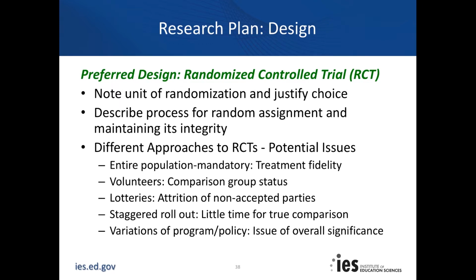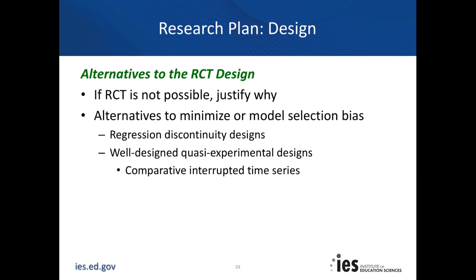As noted, if a program or policy has been implemented statewide, it's not likely to be able to be evaluated using a randomized control trial. Randomized control trials may be more applicable to the rollout of new programs or policies, or components of programs or policies, that are not yet widely used. If an RCT is not possible, you'll want to justify in your application why this is so, and then discuss an alternative research design that minimizes selection bias.